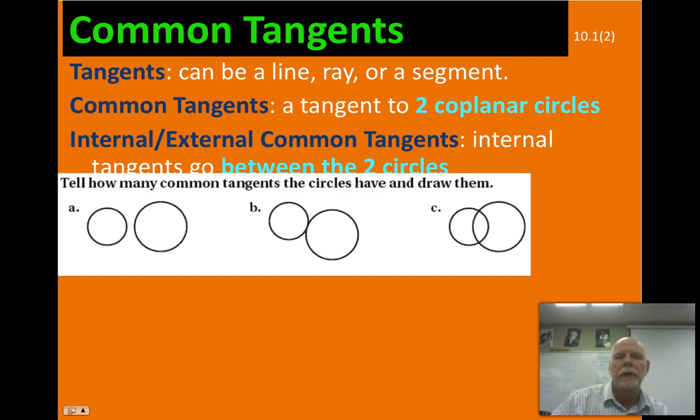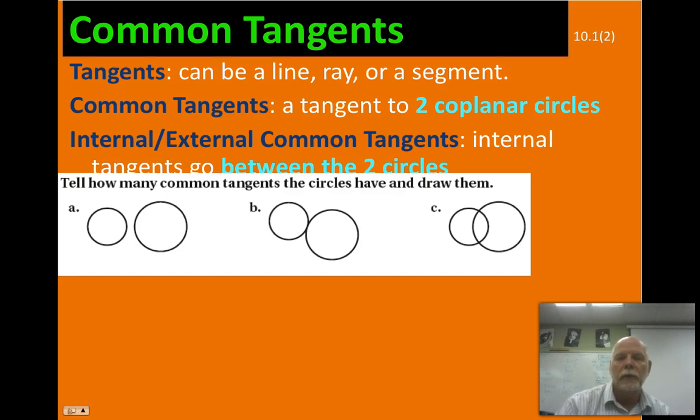The difference between an internal and an external is an internal tangent goes between the two circles. Well, the only diagram here where that's going to happen is A. That's the only one where we can get a line between the two circles. Okay. And so the question here is, in the white box, tell how many common tangents the circles have and draw them.